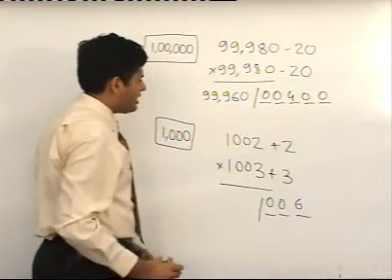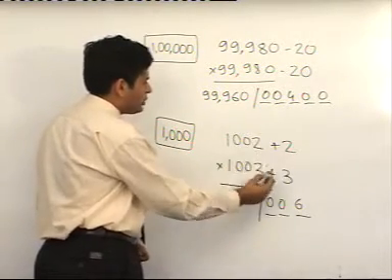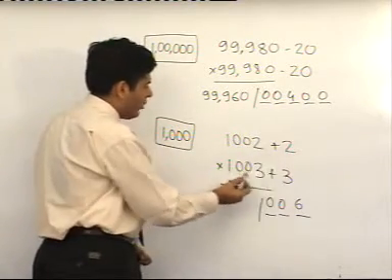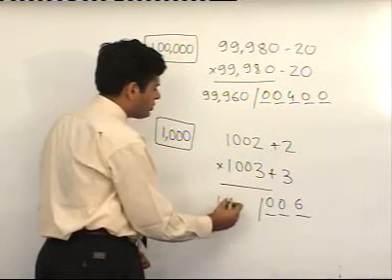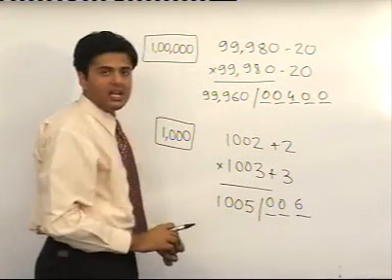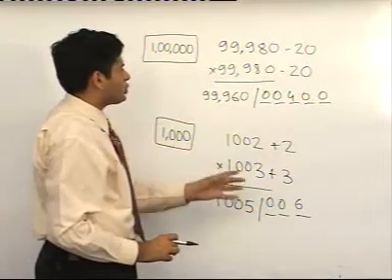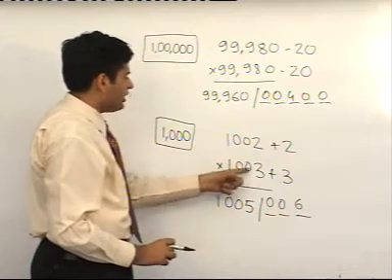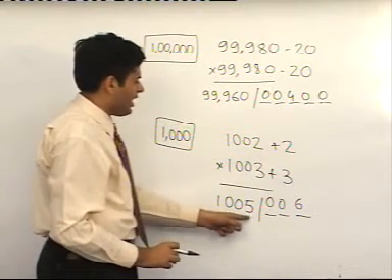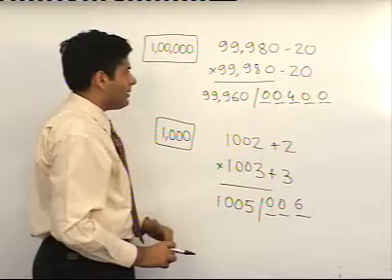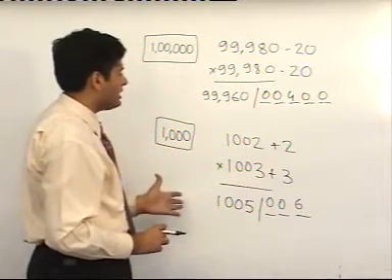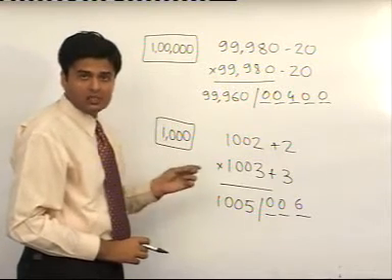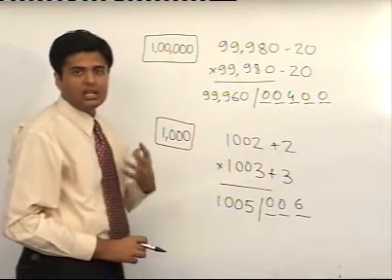99,960. And here it will be plus 3. So 1002 plus 3 is 1005. Or as I said, you can take this way or this way. 1003 plus 2 is 1005. So we have both the final answers with us. 99980 square is 99960 00400, and 1002 into 1003 is 1005006. So Vedic mathematics helps you to get the answer of such numbers in just one line, and after practice you will be able to do even these sums mentally. It is possible, just requires some practice.